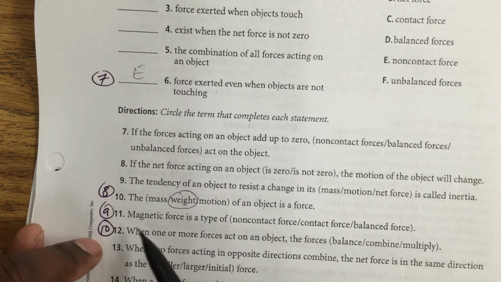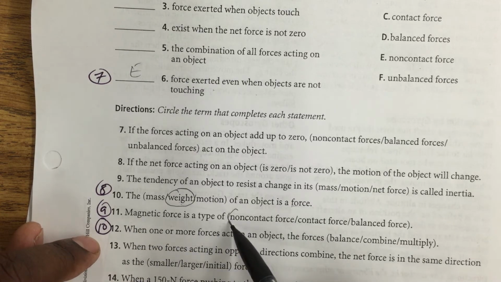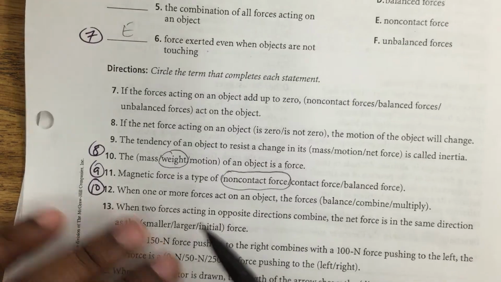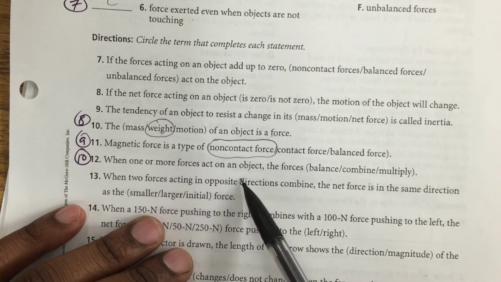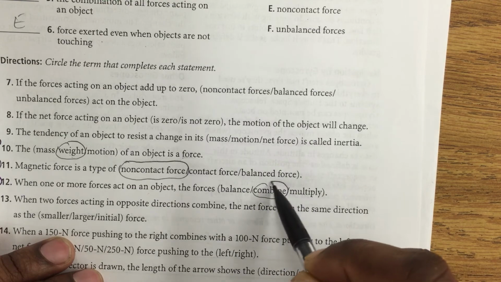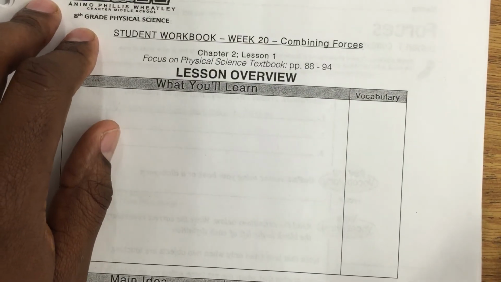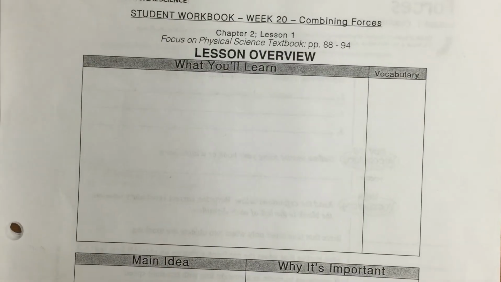It says here, magnetic force is a type of, we already talked about this, that's a non-contact force. Magnets don't have to be touching objects to exert a force on them. And it says when one or more forces act on the object, the forces, we talked about this, they combine to give you the net force. So hopefully you're seeing how all these things add together. So that's week 20. Those are the 10 things we graded. If you need to go back and do something, do that, pause it, make sure you get it done quickly and move on.